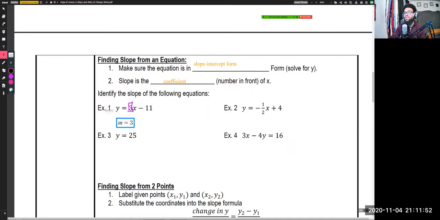When you go to do number 2, you have your number in front of x. When you go to do number 4, on this one, you're going to have to solve for y first before you get your slope, okay?